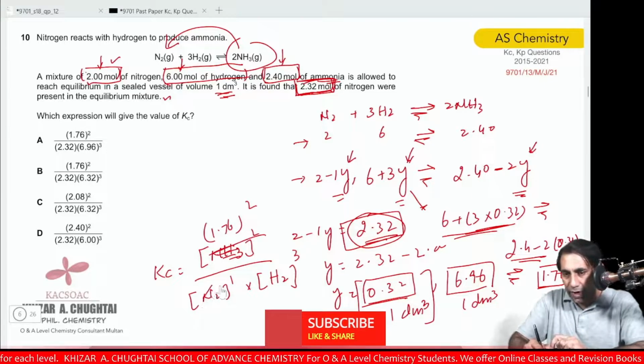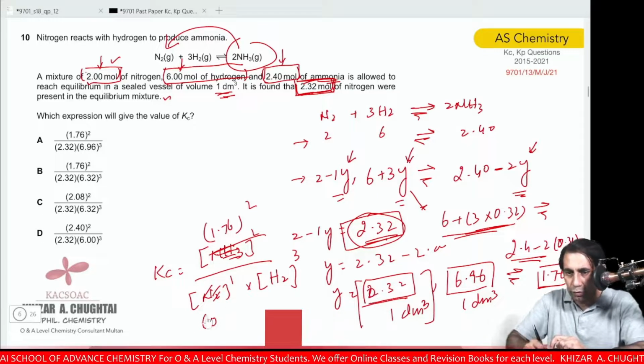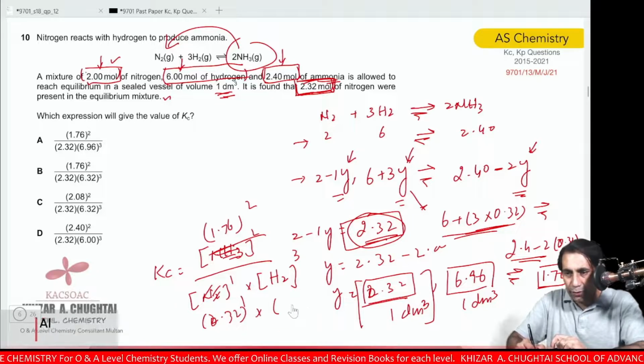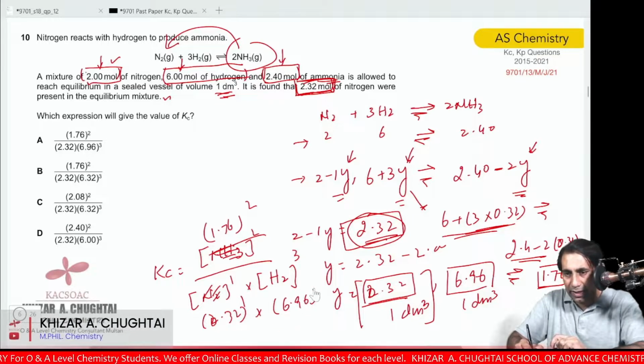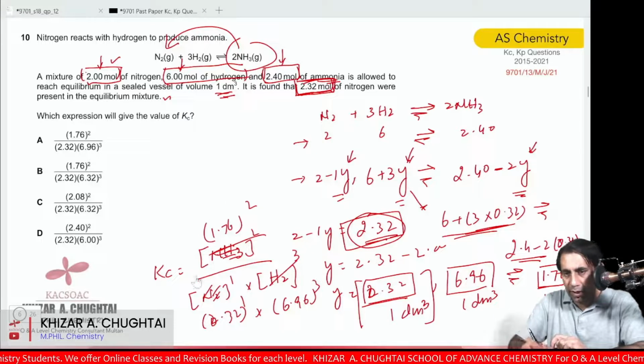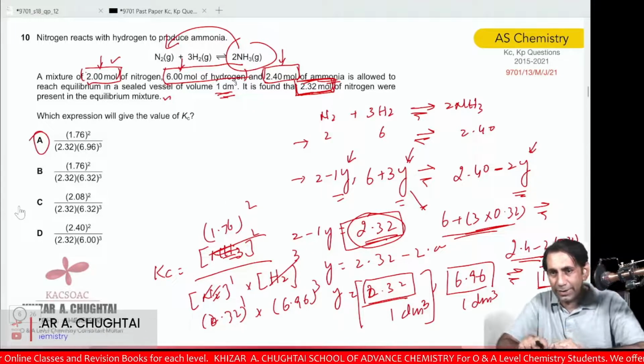In case of nitrogen, 2.32 raised to power 1. The hydrogen is 6.96 raised to power 3. So this is the expression, and which one is the correct option? A is the correct option, correct answer.